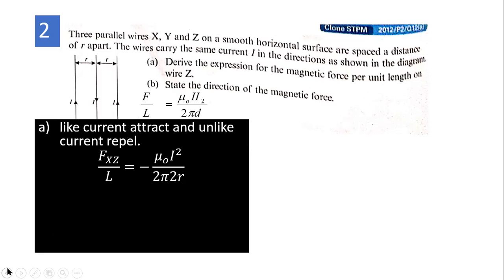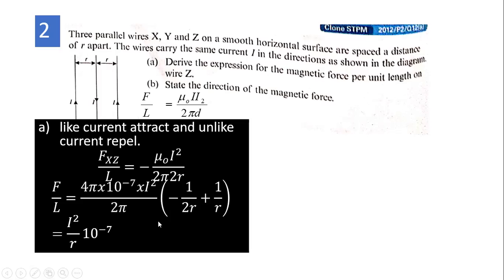So remember that like currents attract. If different direction, unlike currents will repel. That's important. So between X and Z, you can put a negative sign there if it's going to the left. If it's going to the right, it's an attractive force. That means it's going to the left, so you put a negative sign there. Choose the right as positive. So the current is the same, 2 pi, R is R plus R. Then put in your value.